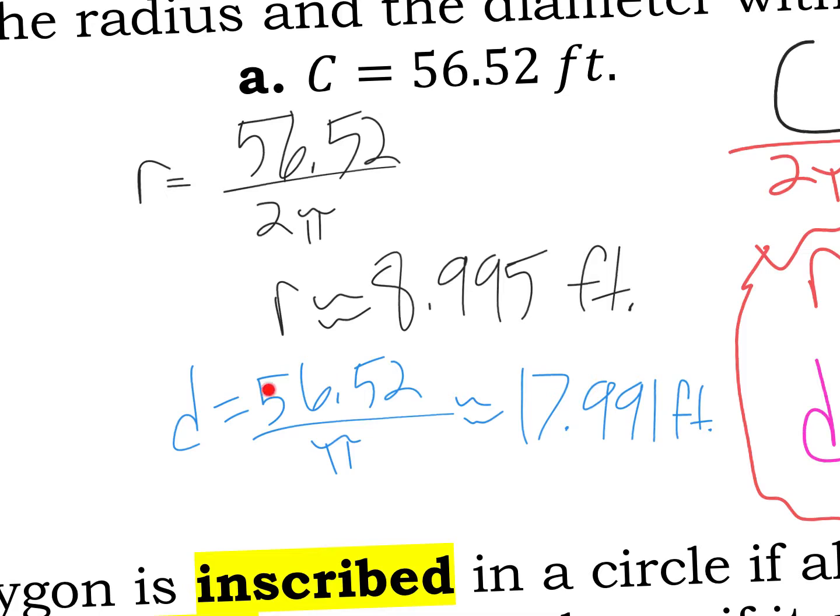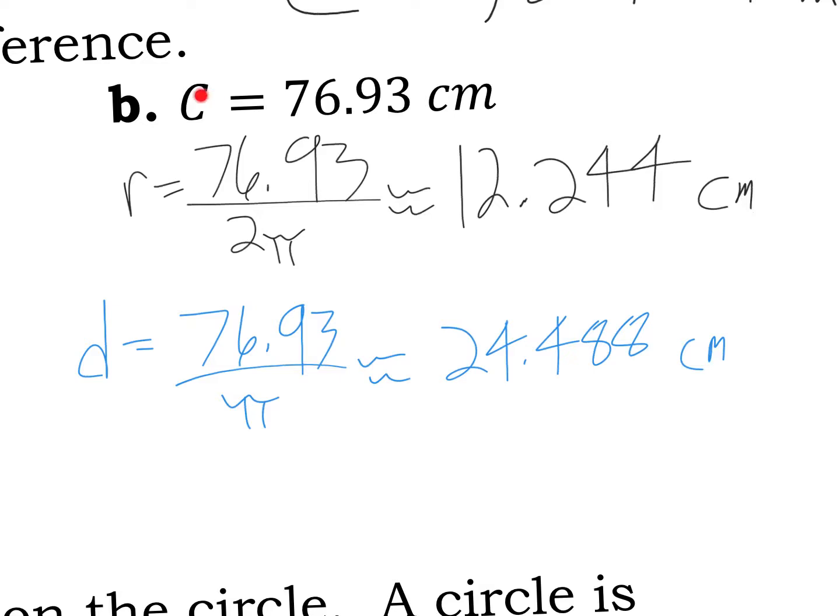As a teacher, I do prefer kids type something in like this rather than times this value by 2, just because this is rounded, and so this is not rounded when you're typing that into the calculator. So that's why I prefer typing this in. For a similar example, I have a circumference of 76.93 centimeters. I'll divide it by 2 pi to find my radius, which is about 12.244 centimeters. And then if I just do 76.93 divided by pi, I'll get my diameter, which is about 24.488 centimeters.